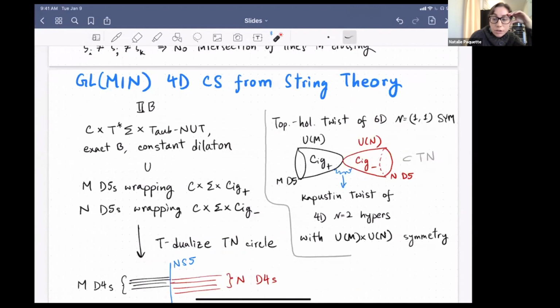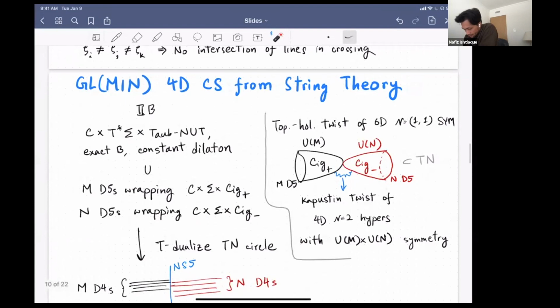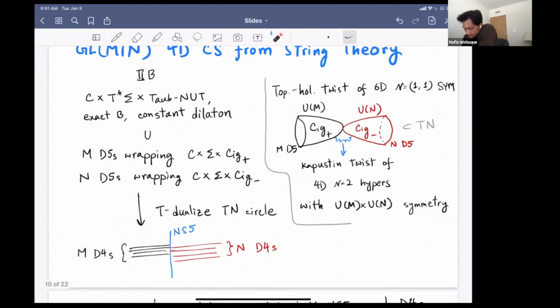Does your U(1) epsilon symmetry come from the tau naught geometry? Yes. So I will mention it again. Okay, so in my setup, this configuration preserves a supercharge that I can use to define a supersymmetric twist. And in particular, that twist will lead us to a 6D gauge theory, or a topological holomorphic twist of 6D N=(1,1) super Yang-Mills with U(1) gauge group on one cigar and with U(M) gauge group on the other cigar.